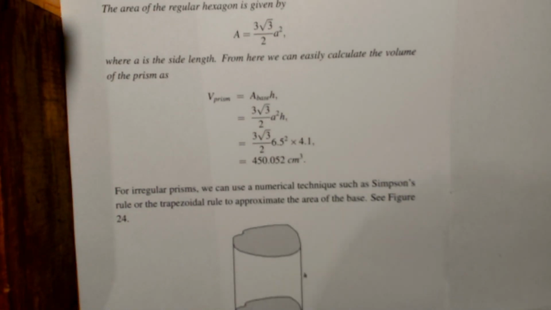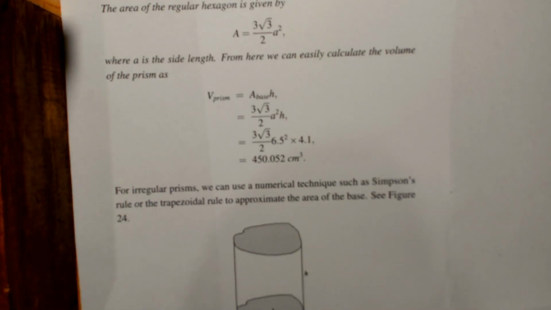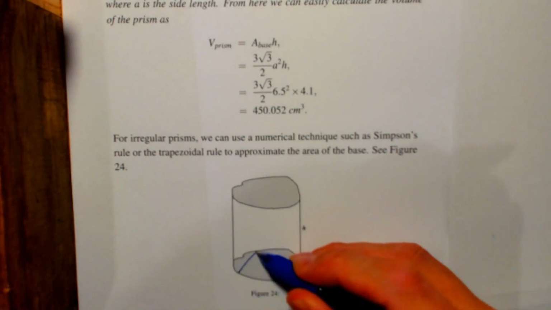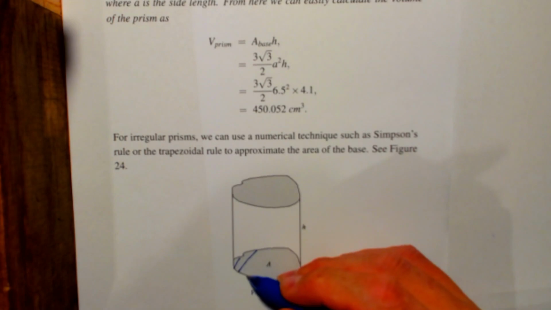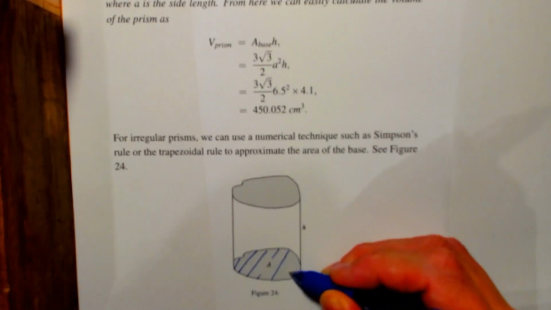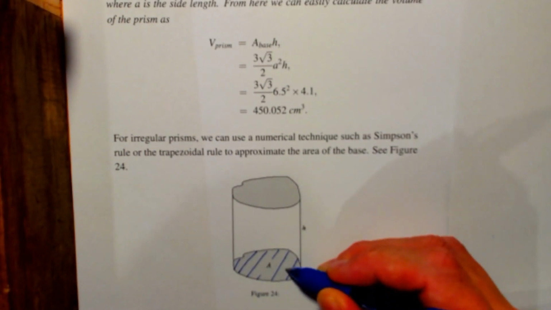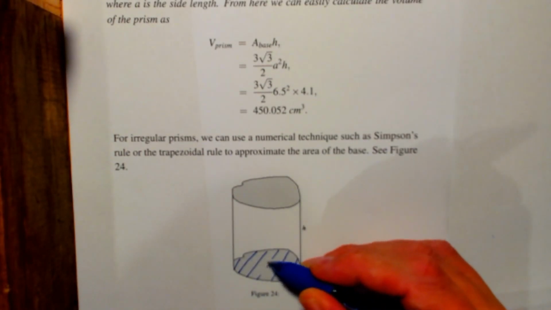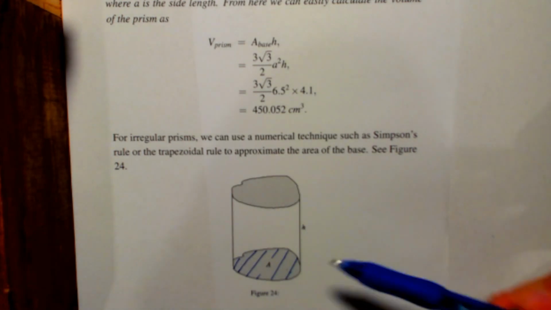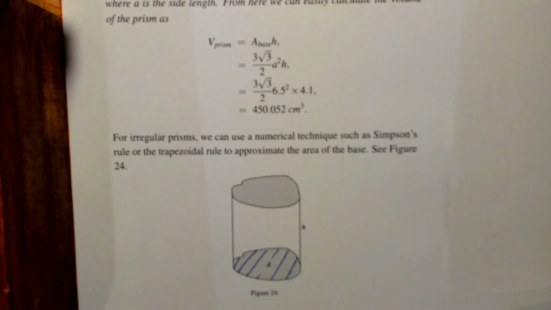Now for irregular prisms, we can use a numerical technique to calculate the area of the base. So remember, we would take measurements of the lengths at equal distances to get a good estimate here, using Simpson's rule or the trapezoidal rule, and then multiply the area of the base times the height to get an estimate of the volume of that figure.